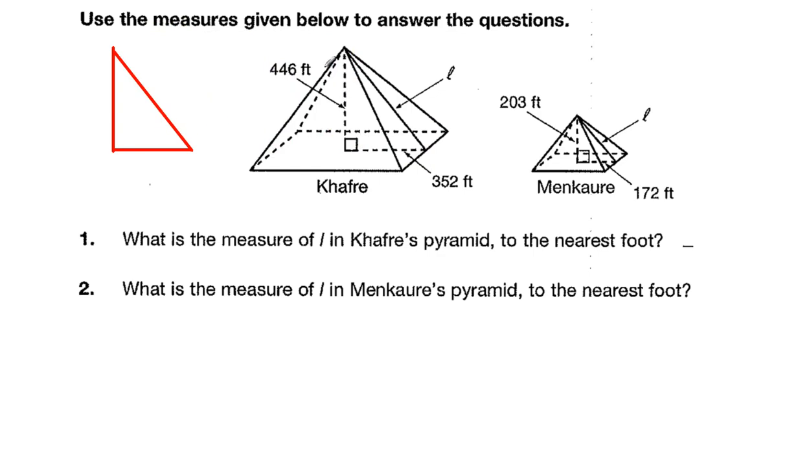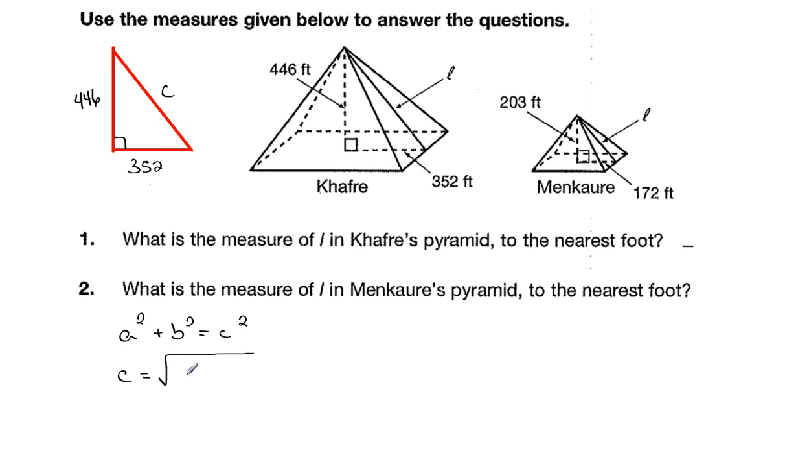What's my A? Yeah, we got 446 here. What's my B? 352. Here's my right angle, and C is the unknown. All right, so if we're using the Pythagorean theorem, A squared plus B squared equals C squared. I'm solving for C, so I'm going to solve this for C right off the bat.